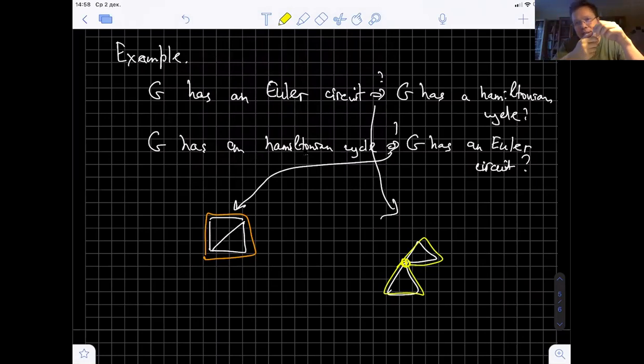So we did see that there's no exact connection between these two notions, because in an Euler circuit we can go through each vertex many times, and in a Hamiltonian cycle we cannot do that, so it has no strong connection. Maybe in some graphs it's true, but not in general. Okay, so I think that's all for today.